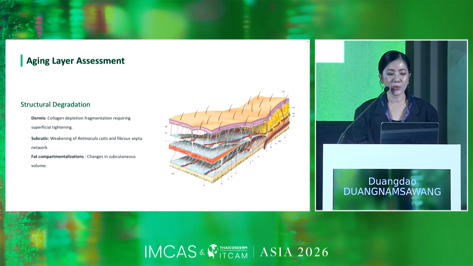Let's go to the second pillar, the aging assessment. There are changes in many layers. The first one is the dermis, because of collagen depletion, it loses elasticity. The second one is the change in the subcutaneous tissue. There is weakening of the retinacular cutis and fibrous septum. And the last one is the fat compartment. There are volume changes in this layer.